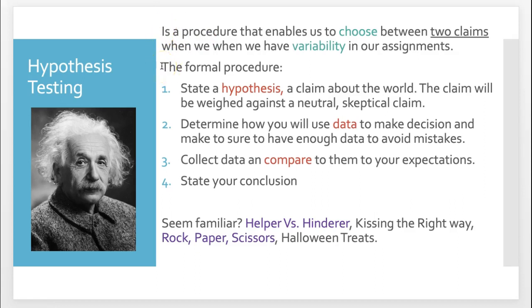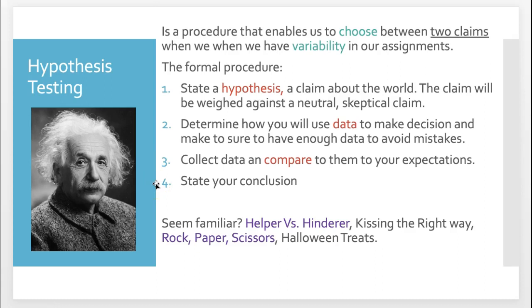As far as the formal procedure goes, we more or less follow a four-step method. One is state a hypothesis, a claim about the world. The claim will be weighed against a neutral skeptical claim. This is like our research hypothesis, and then this other claim is pretty much the opposite of that, maybe a skeptical claim or something that's neutral. In step two, we determine how we will use data to make decisions, and make sure to have enough data to avoid mistakes. Three, we collect data and compare them to our expectations. And four, state your conclusion.